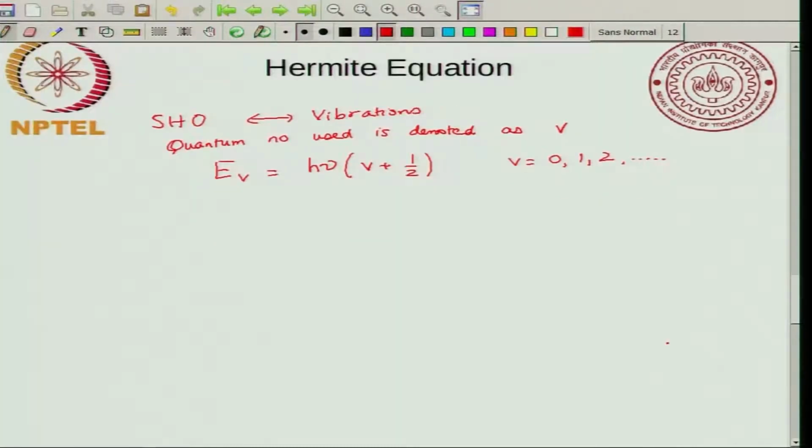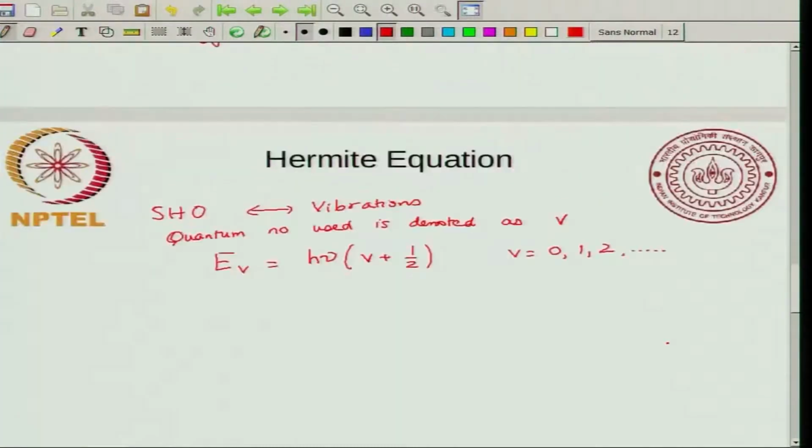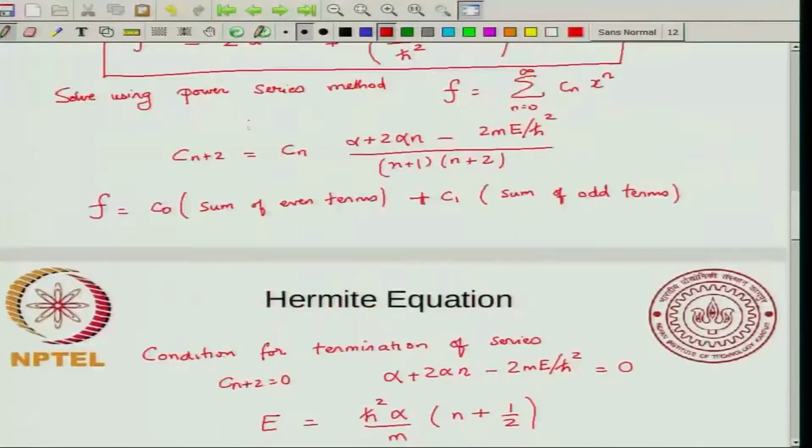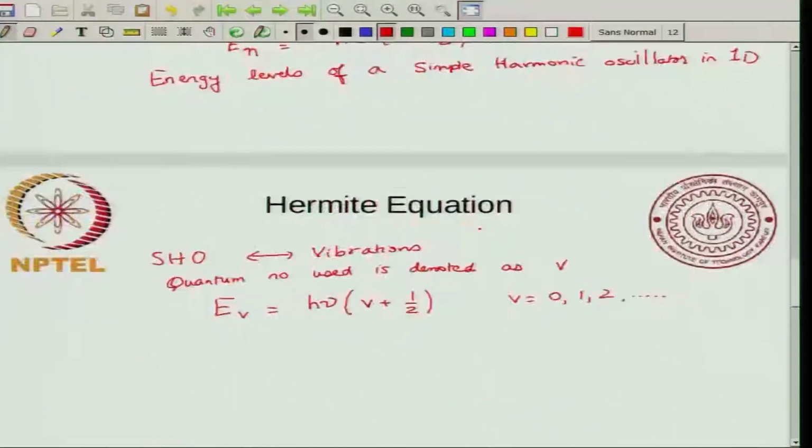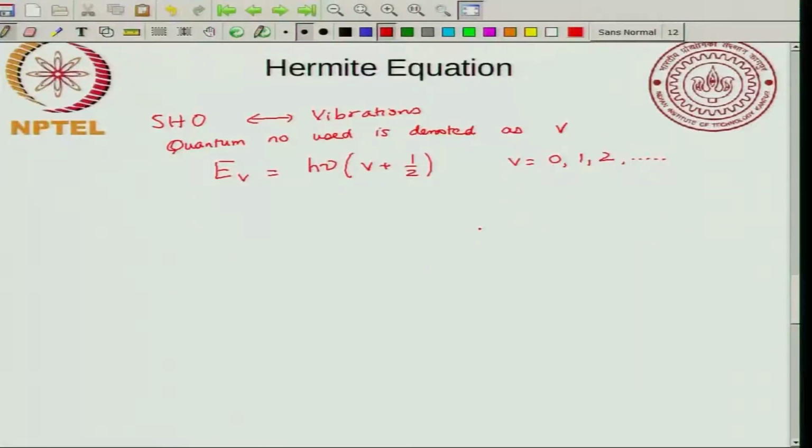Now what about the solution? We haven't solved it yet. We just got a condition for E. But now you can go back, substitute, and calculate each of the coefficients. You will get a polynomial, and this polynomial is referred to as a Hermite polynomial. So you solve for f, and f is related to a Hermite polynomial.